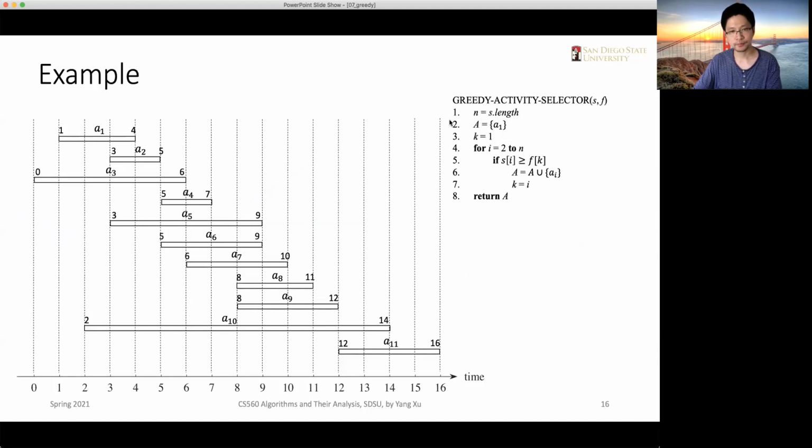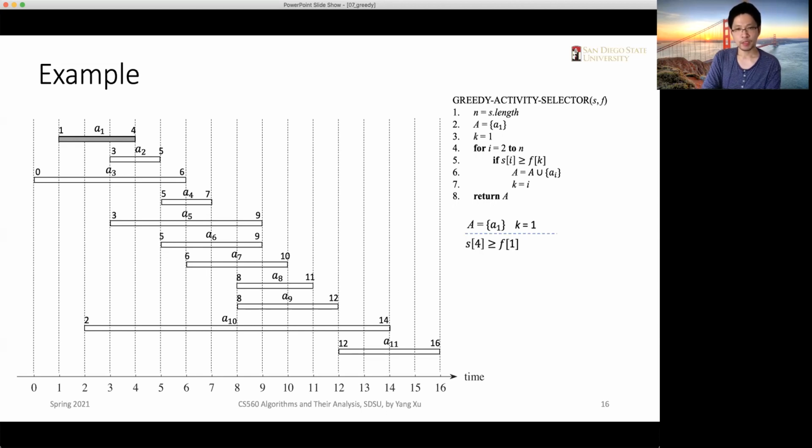All right, so let's run through this again with a concrete example. This time, because we have code, we can keep an eye on what this set A is and what this index K is. At the beginning, we just choose A1 because it's the activity that has the earliest finishing time among all activities. We initialize capital A with A1, and K is initialized to 1.